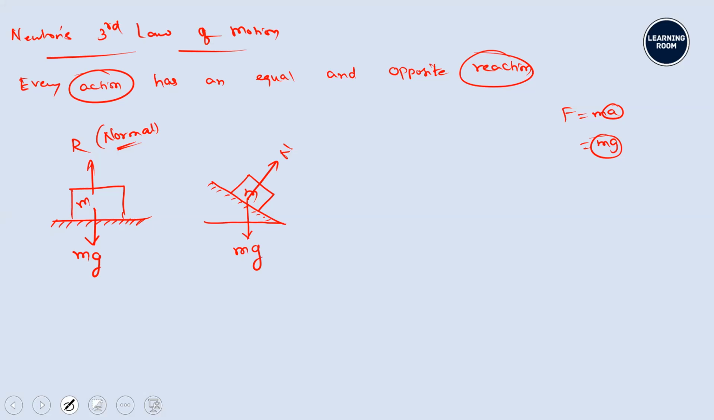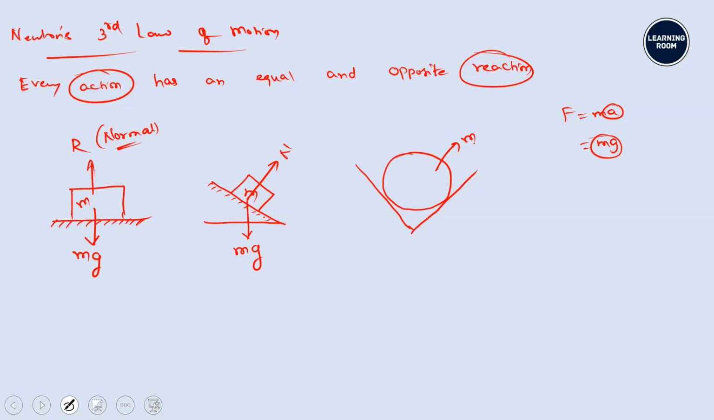Means our job is not over here. We need to resolve this mg into different components and then solve it. About which, as of now, we will not worry. Just trying to explain how the different kinds of reaction forces can exist. Are you able to understand this point? Right? In a similar way, let us say there is a circular object which is kept like this. Let's say this also has some mass.